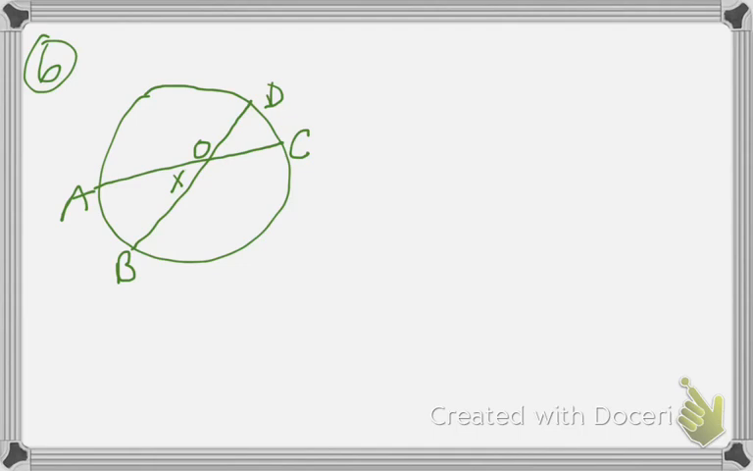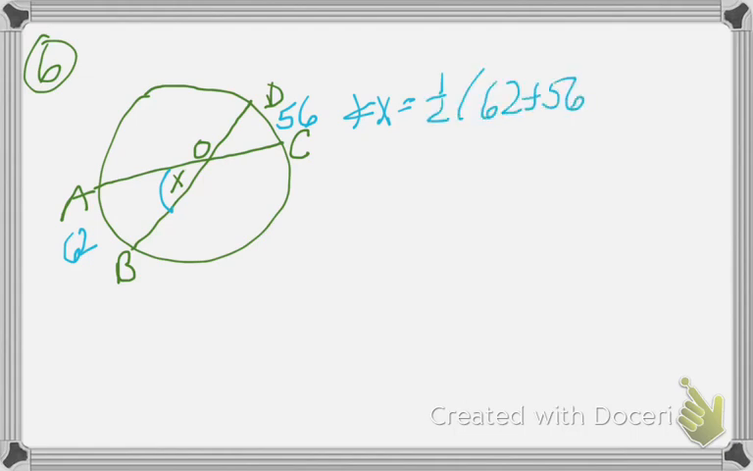Okay, this is number 6. We're told that arc AB is 62, and arc DC, CD, same thing, is 56. We're looking for angle X, so angle X is going to equal 1/2 the sum of the two arcs. So we get 1/2 of 118, and that equals 59.